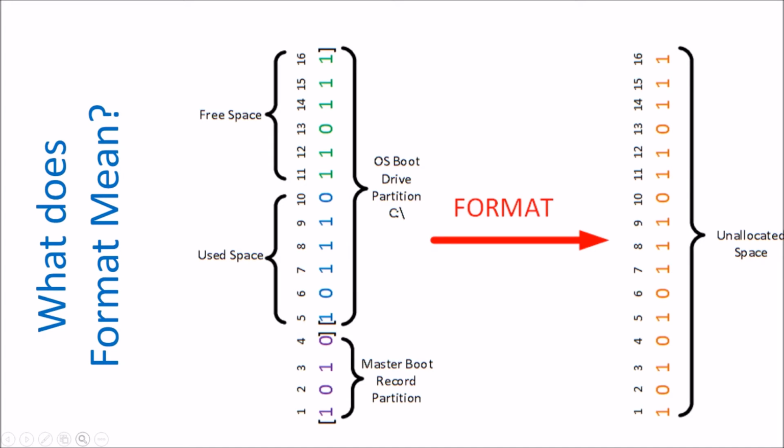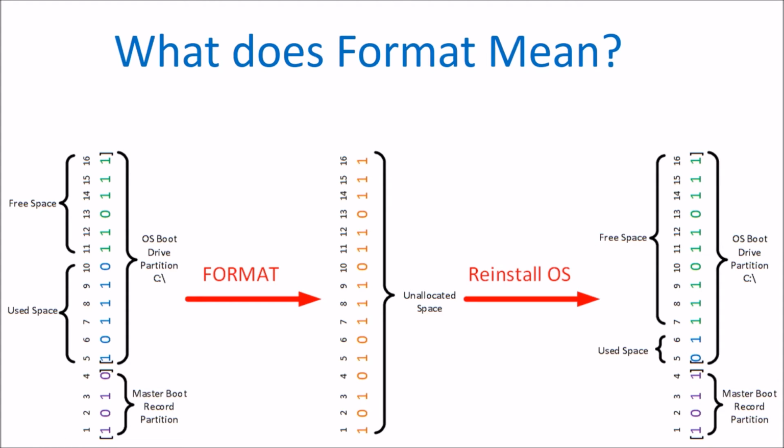So, if we go to format this drive, then all we do is remove the square brackets, i.e. remove the partitions, and the entire drive is designated as unallocated space. So let's take things a step further and format the drive and then reinstall the operating system. And if we compare the left to the right, we've got a new master boot record, which is the same size, and we've got a new operating system boot drive.